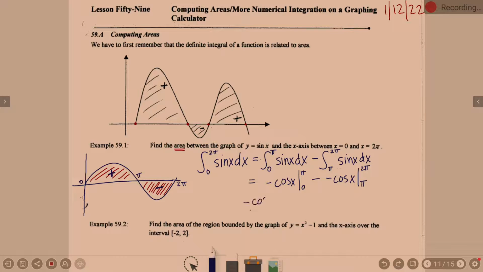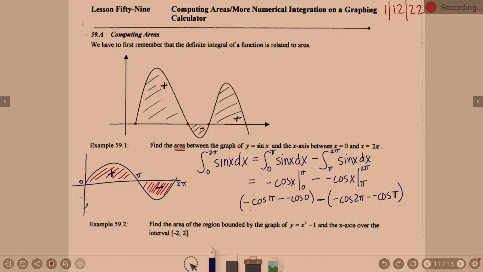So I'm going to do the negative cosine of pi minus the negative cosine of 0. That's my first integral. Now we're subtracting. And now I'm doing the negative cosine of 2 pi minus negative cosine of pi. Obviously, the way I wrote it out, there's lots of minuses and negatives, aren't there? I'm going to clean them up in my next step. You can clean them up whenever you want.